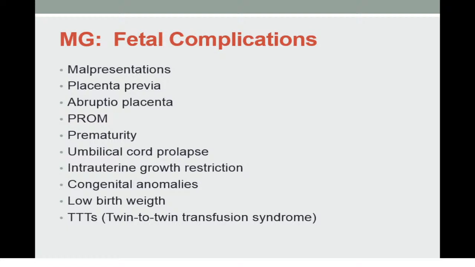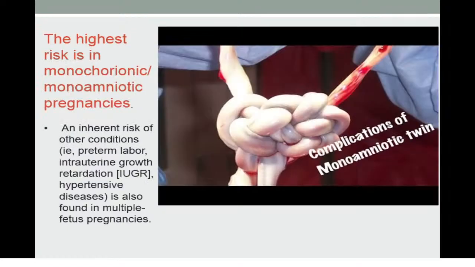development of a true, real knot of the umbilical cord, which is followed with appearance of asphyxia of the fetus inside the uterus. Intrauterine growth restriction, congenital abnormalities, low birth weight, you know it, and twin-to-twin transfusion syndrome. The highest risk is in monochorionic monoamniotic pregnancies. Inherent risk of other conditions.